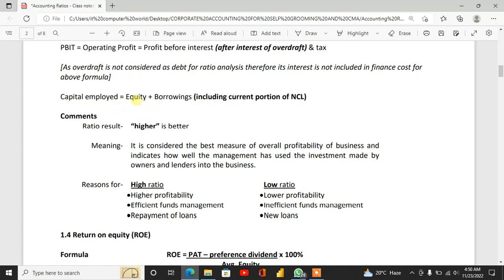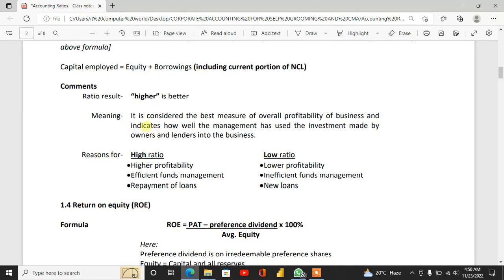Capital employed is equal to equity, the funds raised from the general public, plus borrowings, including the current portion of non-current liabilities. The comment is if it is higher, then it is better. It is considered the best measure of overall profitability of a business and indicates how well the management has used the investment made by the owners and lenders into the business. It shows the performance of the management where they have used the investment raised from the owners, the members, and the lenders.